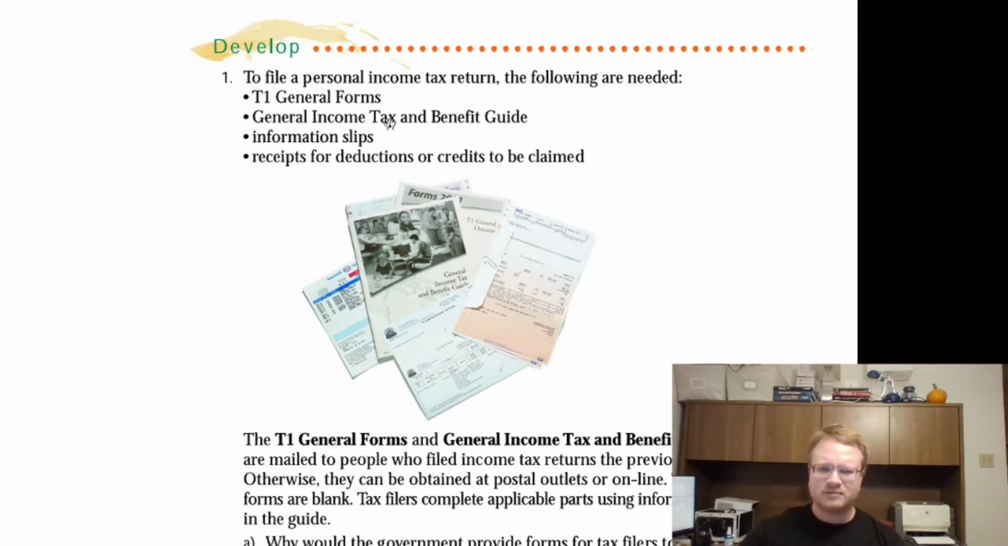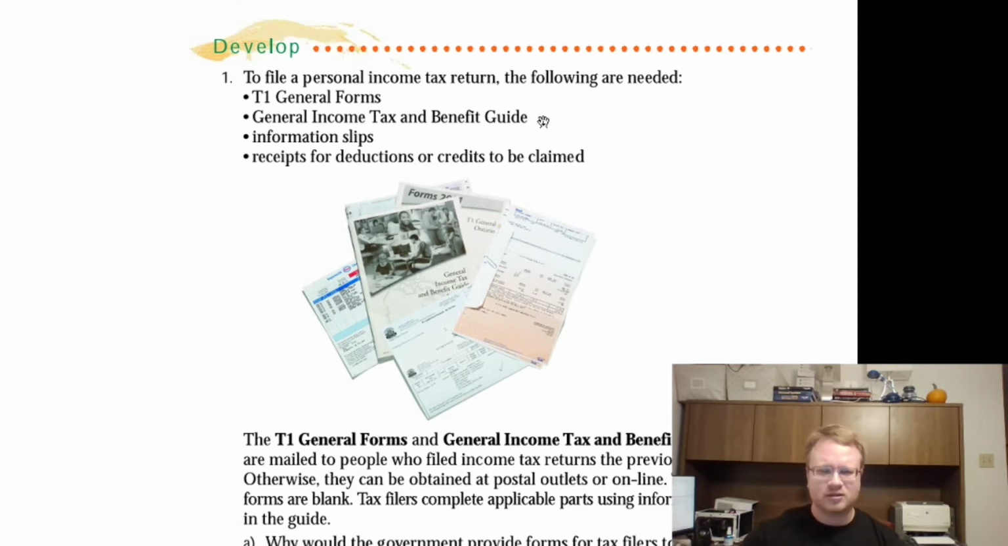The General Income Tax and Benefit Guide is a booklet the government provides every year, and it just explains how to fill out the T1 form. So honestly, I've never actually looked at a General Income Tax and Benefit Guide. It's not strictly necessary. It's just a brochure, a booklet that helps describe how do you fill out your T1 form for your taxes.